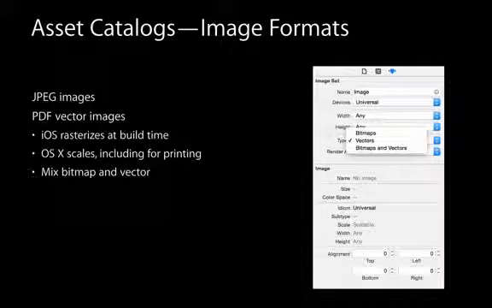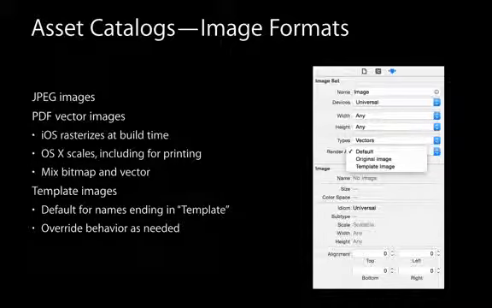This is a fantastic way to specify an image that will scale automatically to your different scales and resolutions. When you're building an asset catalog for iOS, those vector images will be rasterized to the correct resolutions and scales at build time. On OS X, however, they're preserved at runtime, and they'll even appear at scale for printing, which is a really cool bonus. And you're also able to mix and match bitmap and vector images for any particular asset.